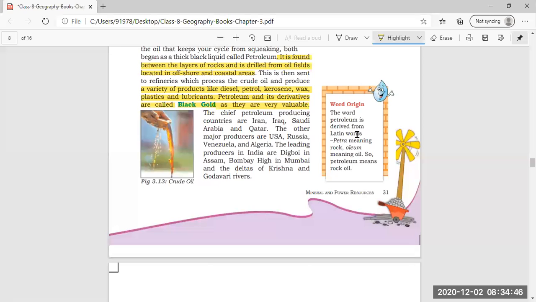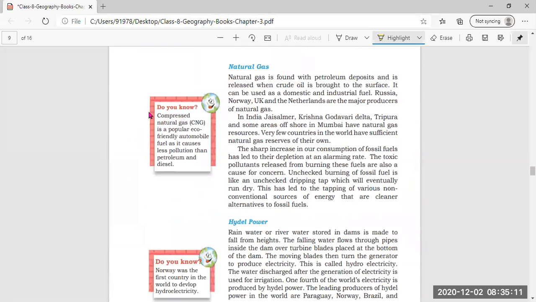Here is the word origin. The word petroleum is derived from the Latin word petra, meaning rock, and oleum, meaning oil. So petroleum means rock oil. Clear this much? Now coming to natural gas.